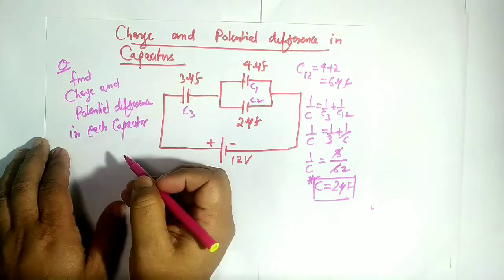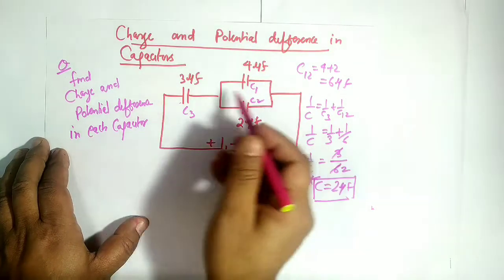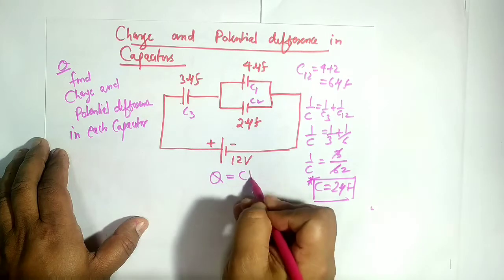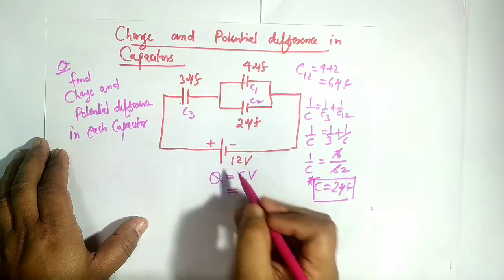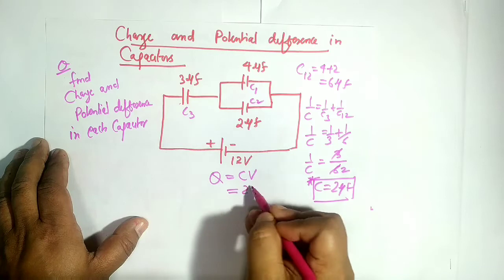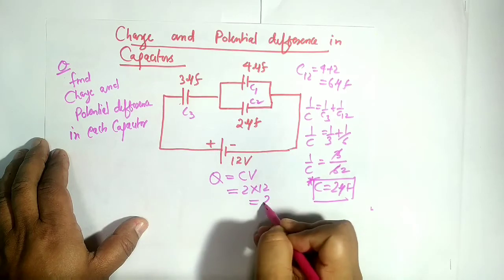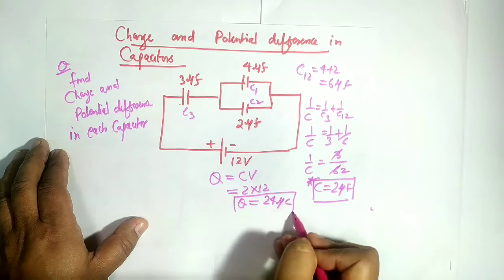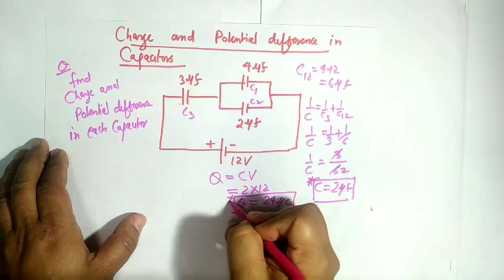Okay. Now what is the net charge? First we will calculate the net charge. Remember net capacitance, after that net charge. What is it? Q equal to CV. What is the potential difference? 12. What is C? 2. So 2 into 12, it is 24 microcoulomb is the net charge that we have calculated.